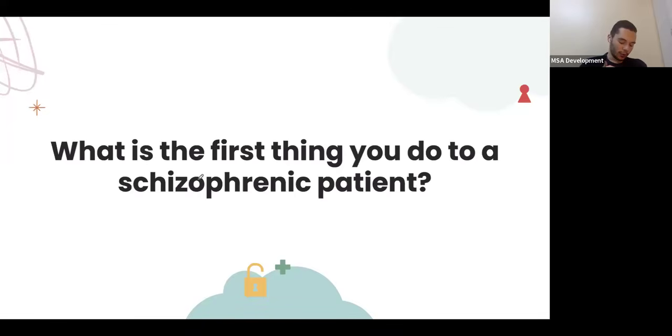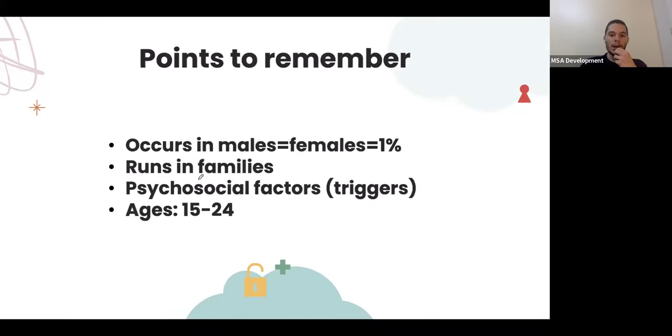What ages are more common to have schizophrenia? At what age would it start manifesting? Adolescence, which is between which period? 15 to 24. Okay, remember 15 to 24. طيب, what are some of the triggers that could cause schizophrenia?